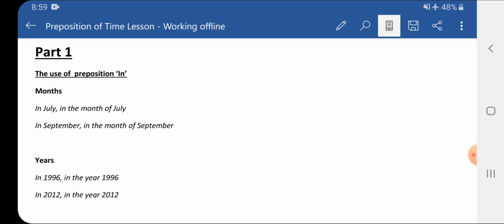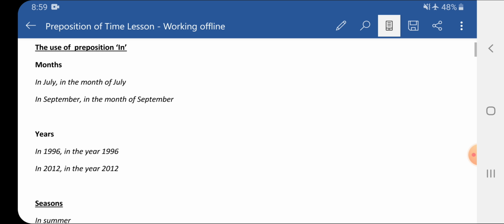In जो है वो month के पहले लगता है. Before the name of the months we use in. For example, in July, in the month of July, we can say like that. In September, in the month of September. In December, in the month of December. In these 2 ways it can be said, and all you need to remember is that in is used before the names of the months.